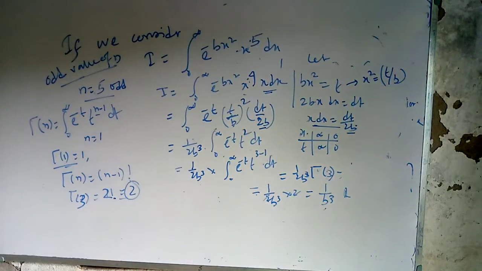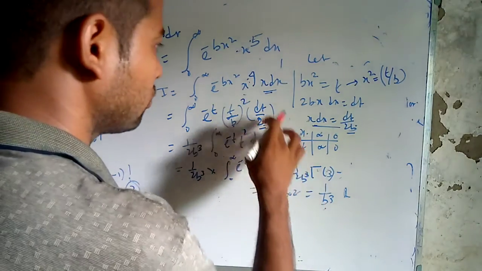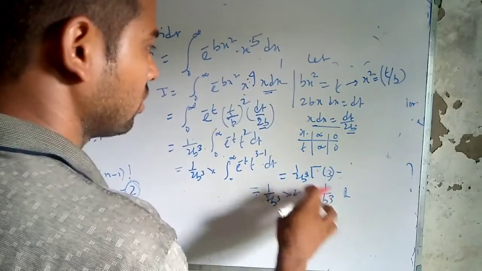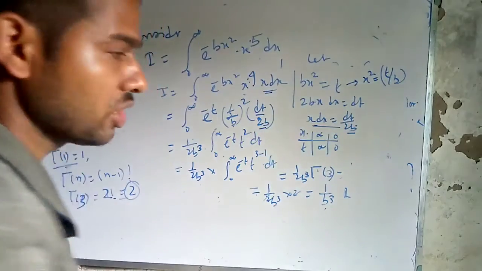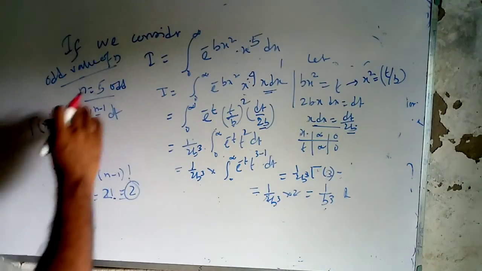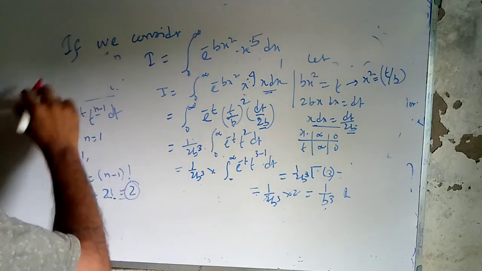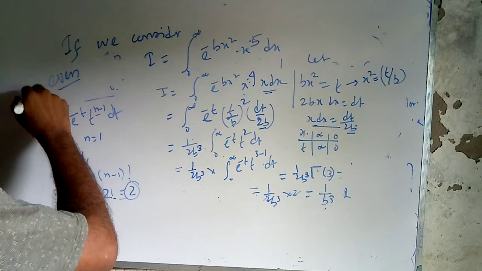The gamma function value for even and odd integer values. First, n equal to 1 gives 1 by 2b square; second, x to the power 3 gives 1 by 2b square; and for n equal to 5 the result is 1 by b cube. This is the case of odd integers. Now if we calculate for an even integer, n equal to an even value.